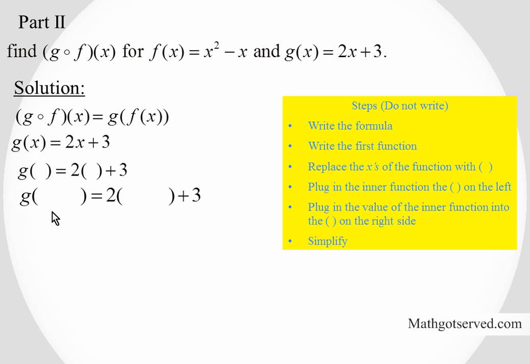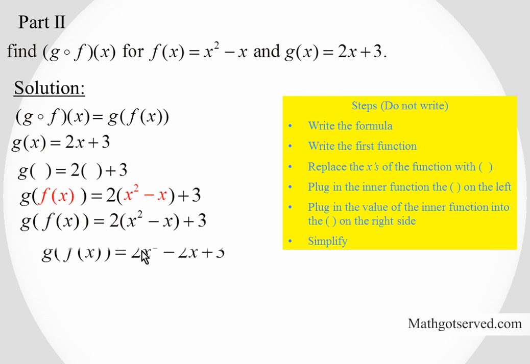Now, on the left side, we're going to put in the name of the input function, which is f of x, like that. And then on the right side, the value of the input function, which is x squared minus x, gets placed in there. Now we just simplify this equation by using some algebraic rules. So we have 2 on the outside. We simply distribute the 2 to these two quantities in the parentheses. And then we have g of f of x equals 2x squared minus 2x plus 3. And that gives us a solution for g composed with f of x.